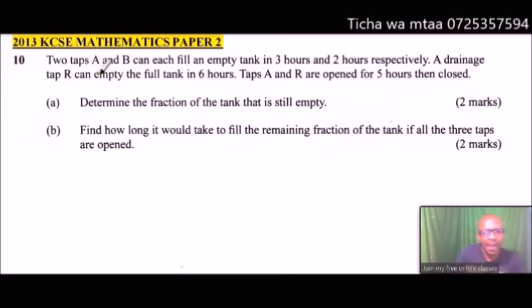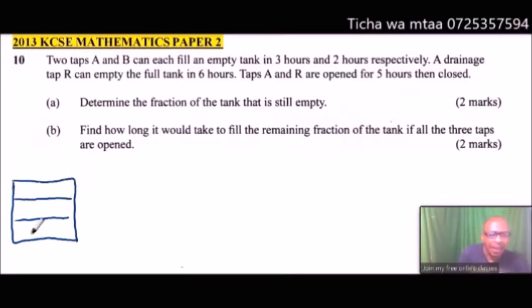Now, we are told tap A fills the tank in 3 hours, tap B fills the tank in 2 hours. What that means is that if we draw a sample tank here, like that, and we divide it into 3 equal parts, it means for tap A, this is 1 hour. That is, it will fill a third of the tank, another hour, and this is the third hour. So it means in 1 hour it will fill a third of that tank. Tap B fills the tank in 2 hours.